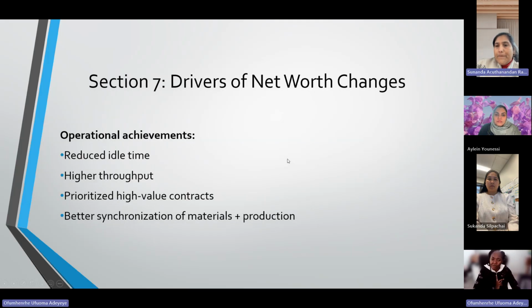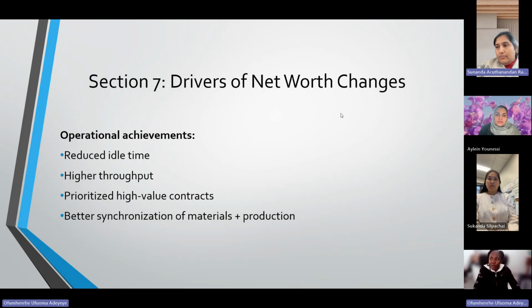So, we have drivers of net worth change. The financial improvements were driven by reduced idle time, higher throughput, better contracts and alignment, and more accurate forecasting. These were the factors that improved financial performance.